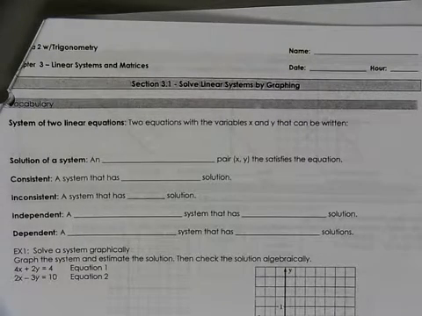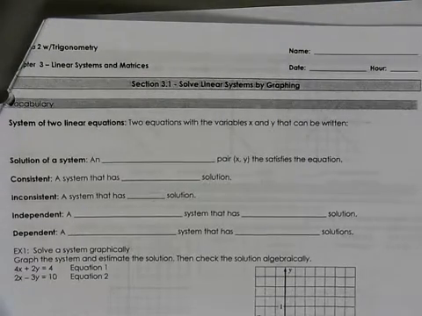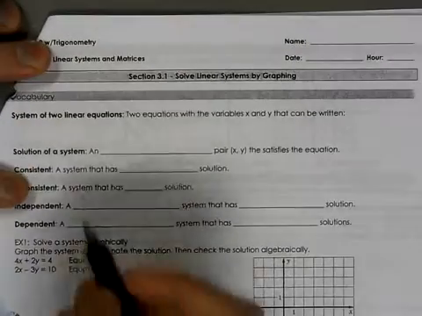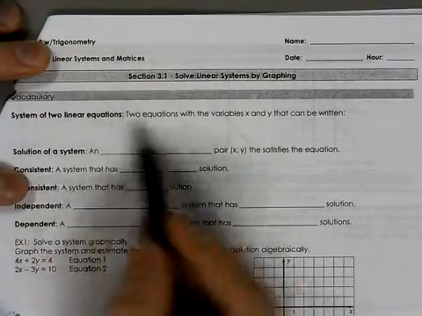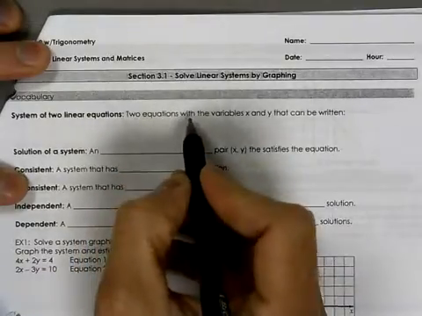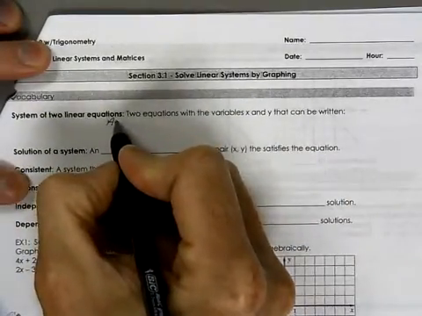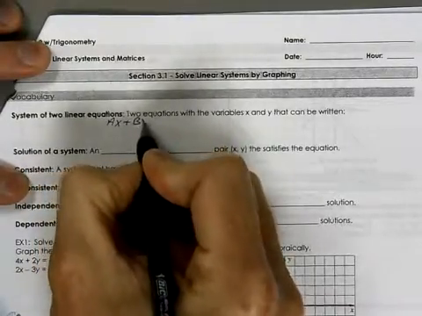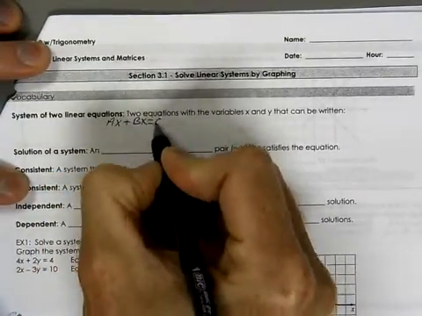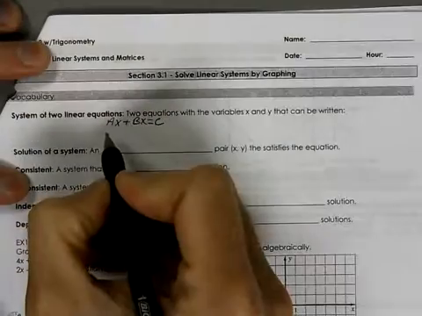This is Algebra 2 with trig. This is Chapter 3. So we're going to look at a system of equations. Two equations with x and y, so that you have ax plus by equals c. That would be one equation.